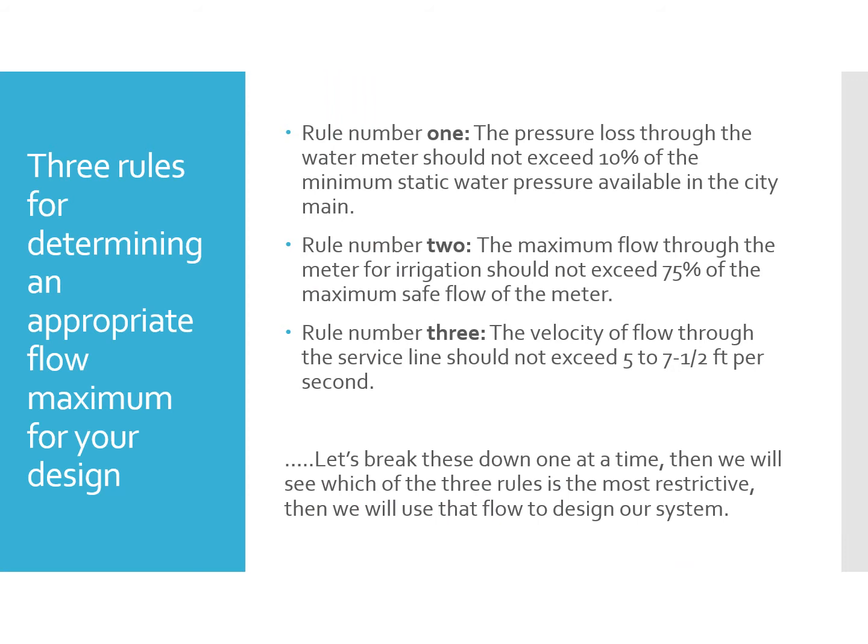In the Rainbird Landscape Design Manual, they list 3 rules for determining an appropriate flow maximum for your design. Rule number 1, the pressure loss through the water meter should not exceed 10% of the minimum static water pressure available in the city main. Rule number 2, the maximum flow through the meter for irrigation should not exceed 75% of the maximum safe flow of the meter. Rule number 3, the velocity of flow through the service line should not exceed 5 to 7.5 feet per second.